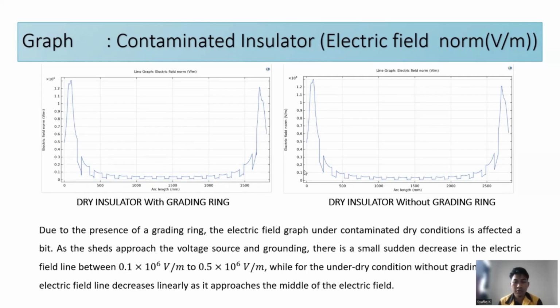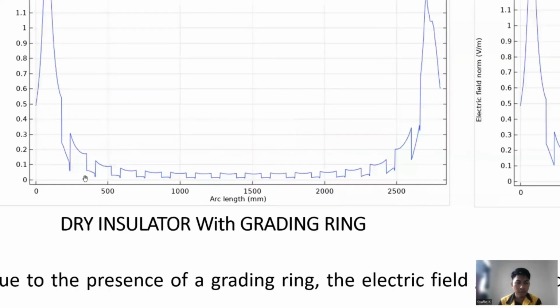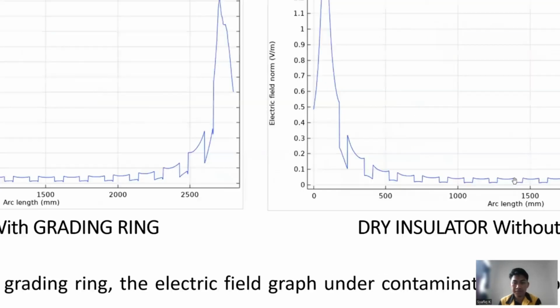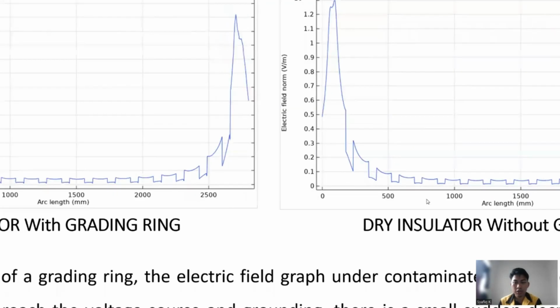So there's a small sudden decrease in the electric field line between 0.1 mega V over amps to 0.5 mega V over amps, while under dry conditions without grading rings, the electric field line decreases linearly as it approaches the middle of the insulator. So there's a difference around here, as you can see. The difference is that when we put the grading rings, there's a sudden decrease of electric field line between the shades of the insulator compared to the insulator without grading rings.